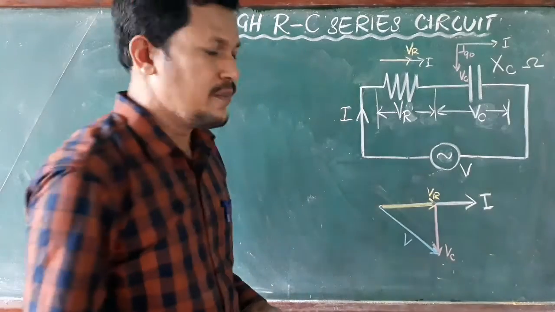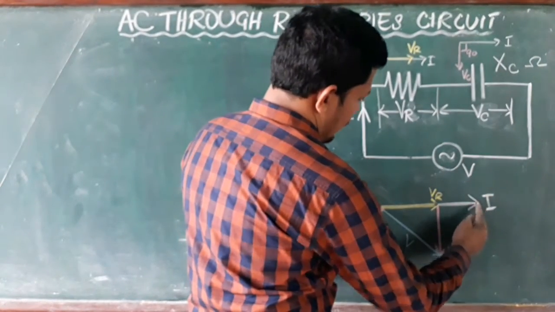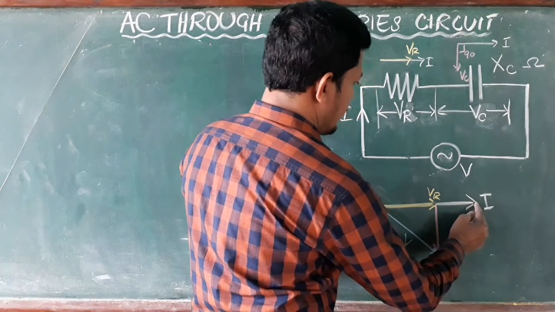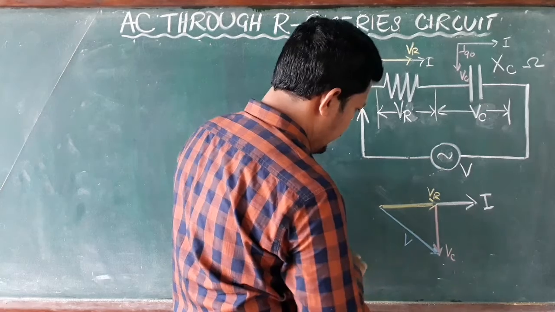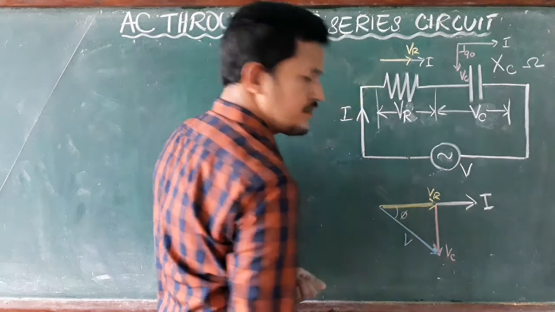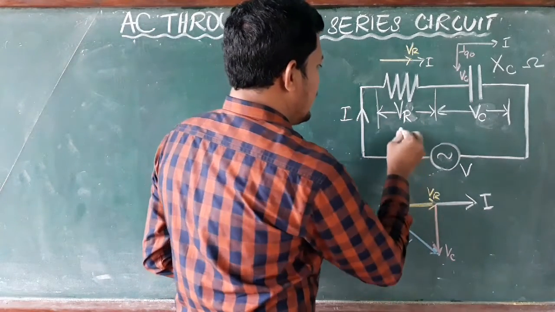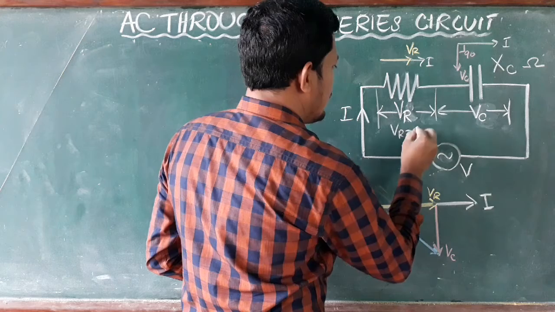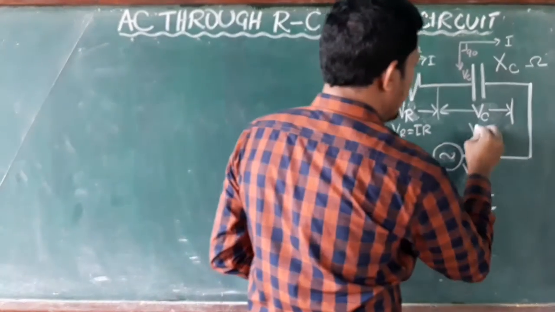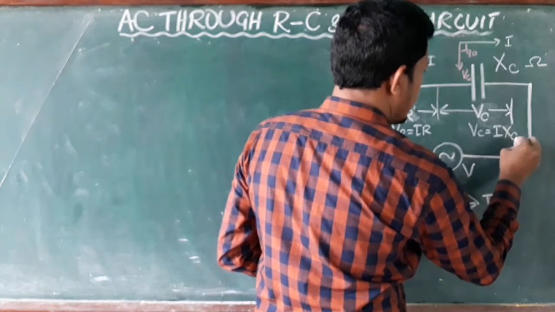This is the phasor format. The applied voltage is V and the total current flowing through the circuit is I. The angle between voltage and current we can take as phi. Now, VR equals the current times the resistance, I R. And VC equals the current times the capacitive reactance, I XC.